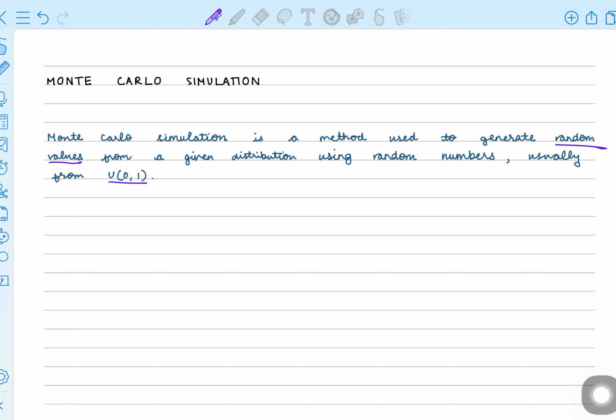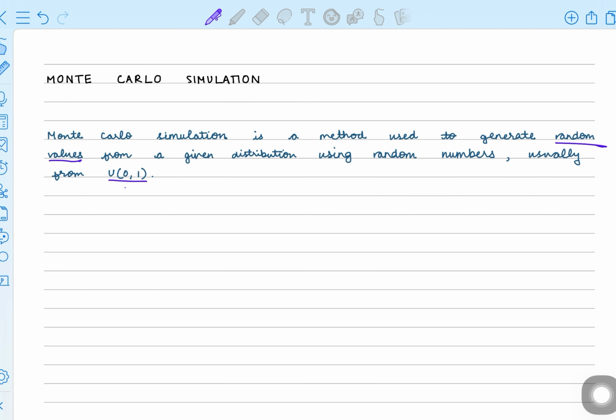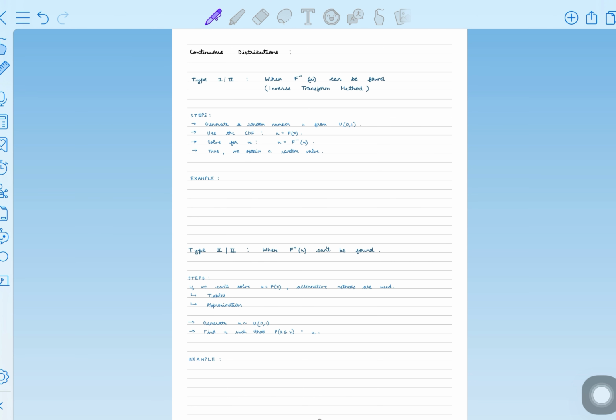The basic idea is, we first generate a random number between 0 and 1. Then we transform that number into a value from the required distribution. For example, instead of only studying exponential distribution theoretically, Monte Carlo simulation allows us to actually generate exponential random values. Let's understand how this is done for continuous distributions first. There are two methods which can be followed.